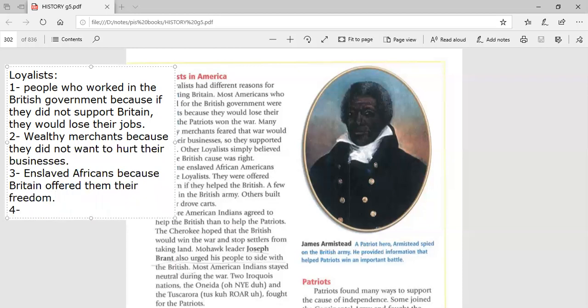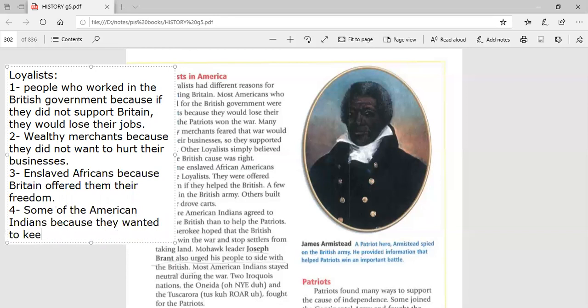Number four, some of the American Indians, because they wanted to keep their land, okay? Okay, guys, this is about the loyalists.